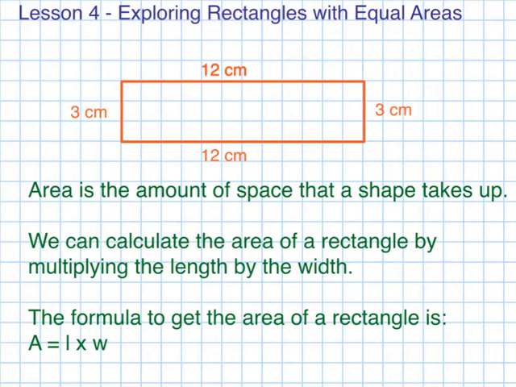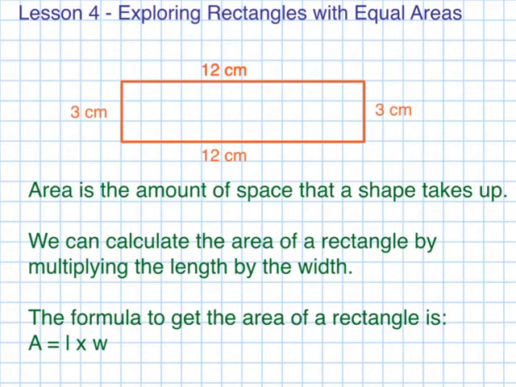Area is the amount of space that a shape takes up. We can calculate the area of a rectangle by multiplying the length by the width. So the formula to get the area is L times W. Another way would also be just to simply count the squares inside of the shape. That's the nice thing about using graph paper, is that you have another method for calculating the area.